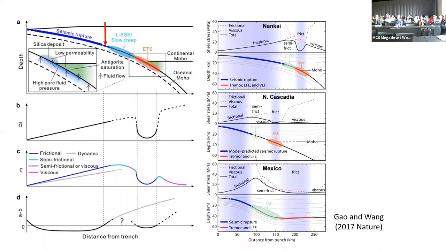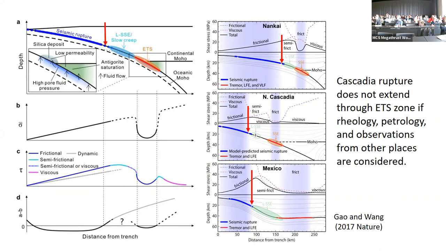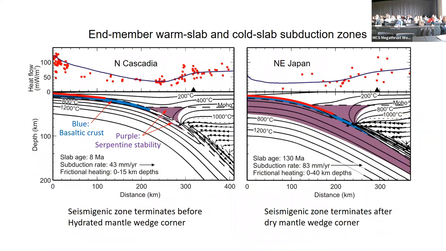And that happens in the three warm slab subduction zones we saw in the other compilation, right? Where the mantle wedge is fully hydrated. That also means if you take into consideration temperature, rheology, petrology, and observations from other places, you can probably predict the megathrust rupture at Cascadia does not go to ETS. Okay, and that's about the warm slab subduction zone.